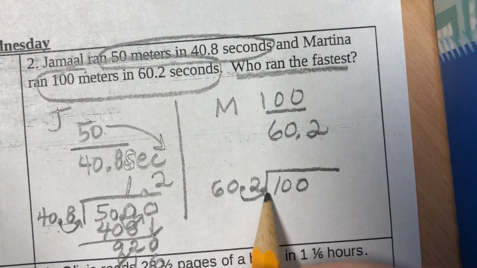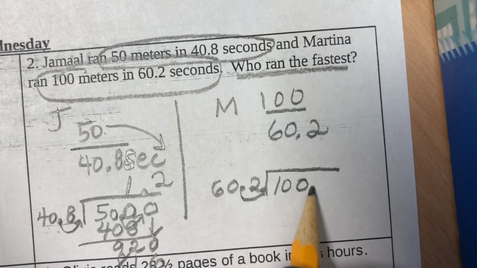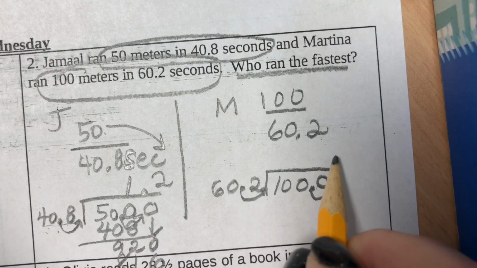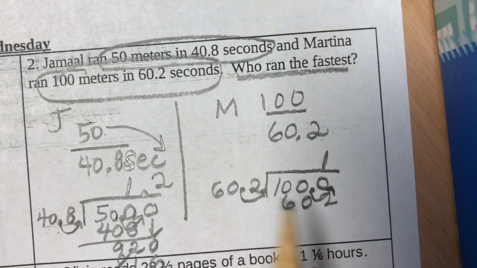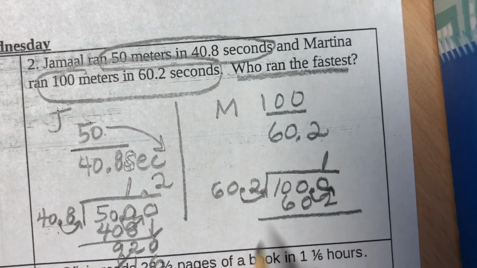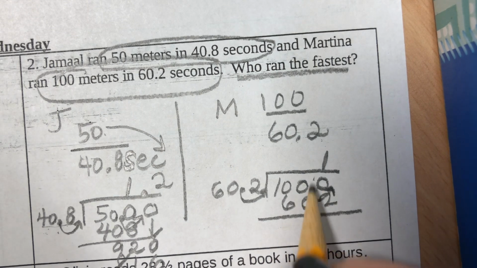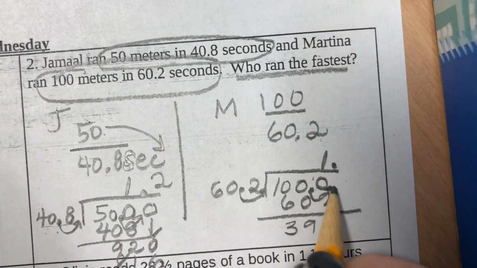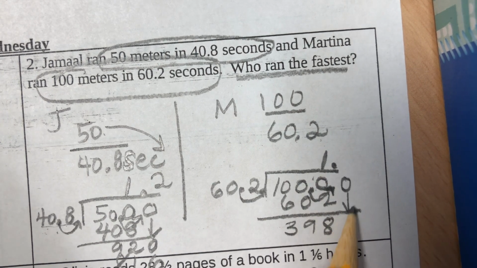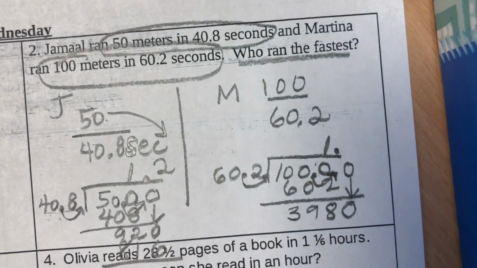I have to move the decimal to create a 602. Move the decimal. Don't have any number here, so I'm going to add the 0. This goes in 1 time. Okay. I'm going to subtract out, which is going to leave me a value of 398. I'm going to add my decimal.